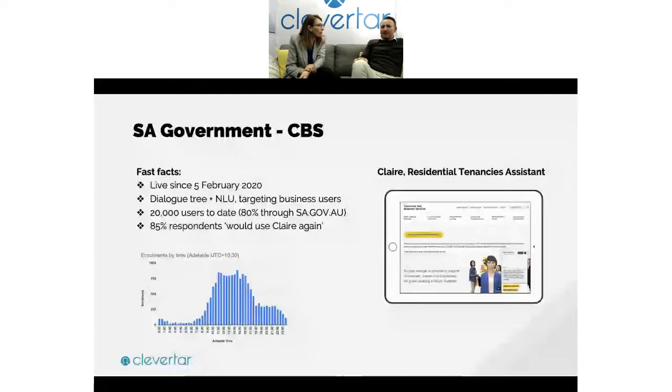Yeah, CBS certainly saw such value in what Claire was delivering that when the COVID-19 crisis took place, there were a lot of questions being asked by real estate agents and landlords about COVID. You know, what are the rules and regulations in terms of doing property inspections, those types of things. So they were able to pretty quickly implement content that was specifically related to COVID.